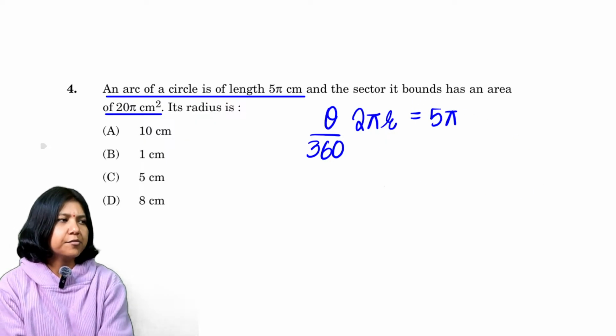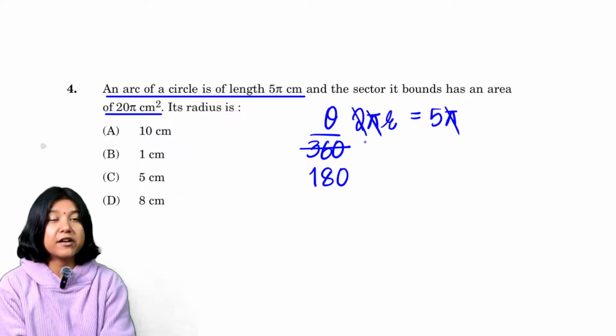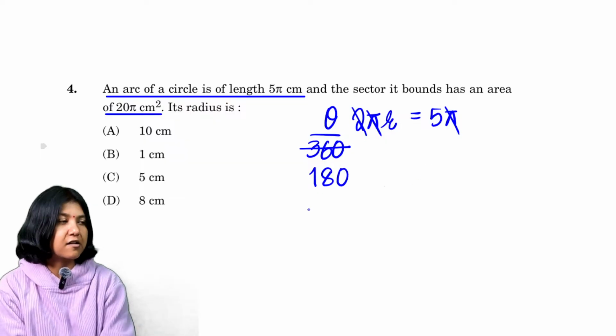So now consider cancelling out pi and pi on both sides. This 2 gets cancelled out with 360, giving you 180, right? And now we have two variables. Theta is also missing, radius is also missing.